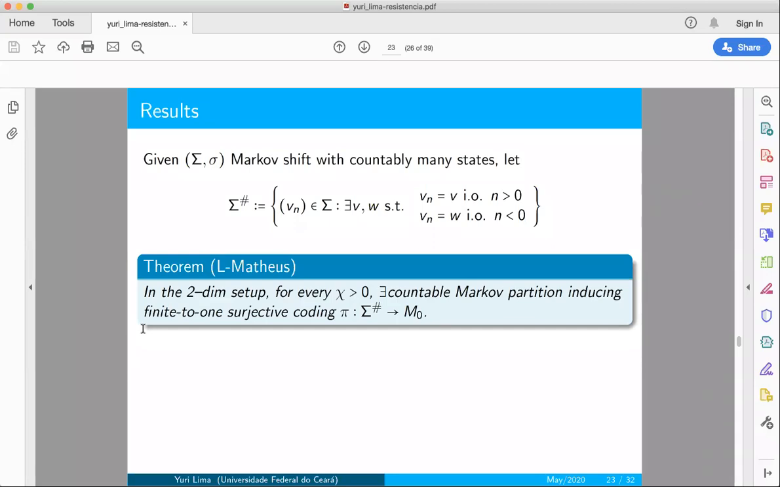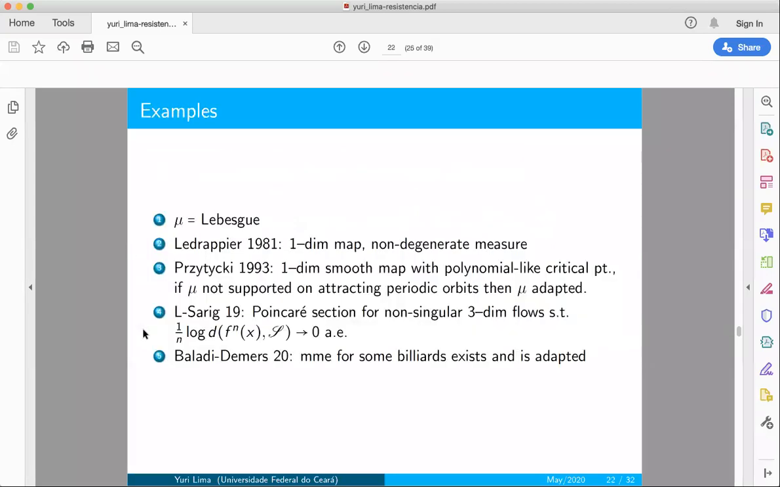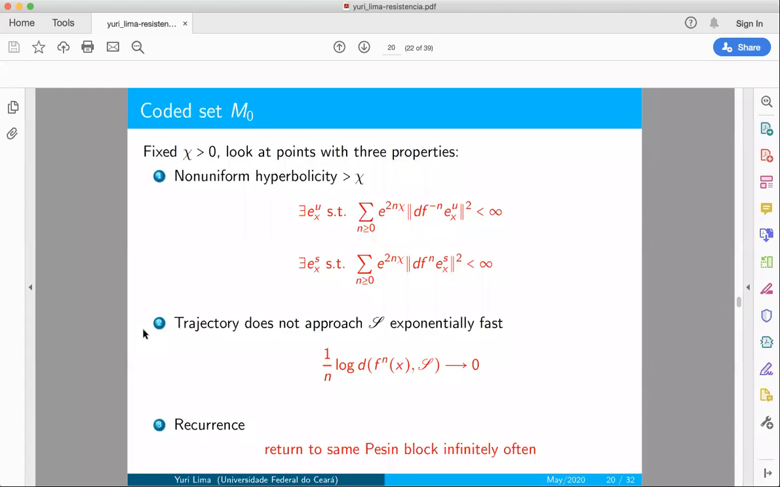Can you say what M0 is again, please? So M0 is a set which is more complicated than what I put here in the slides, but it's a set defined in terms of three conditions. You look at the points which have some sort of non-uniform hyperbolicity bigger than chi, whose trajectories do not approach the singular set exponentially fast, and whose trajectories exhibit some very weak sort of recurrence.